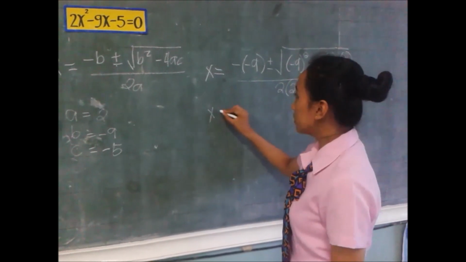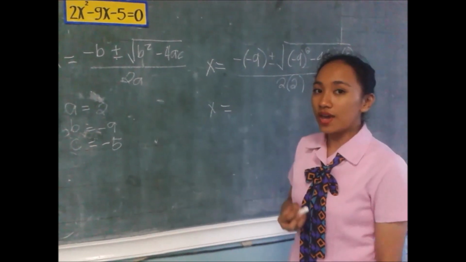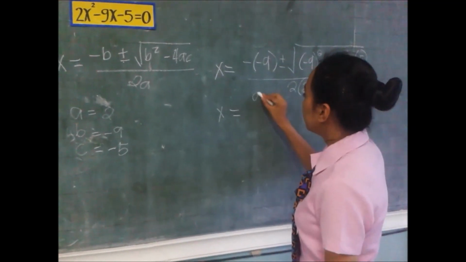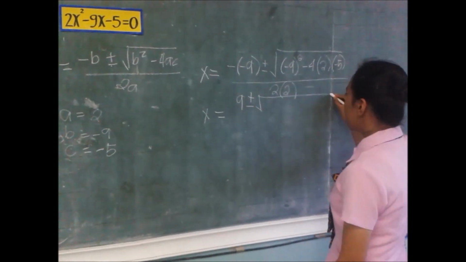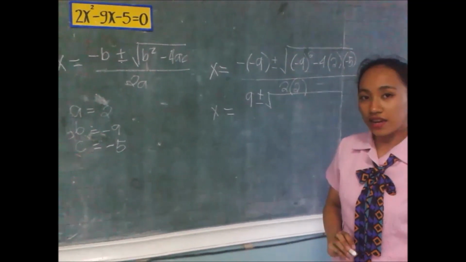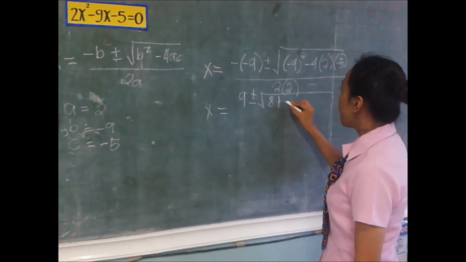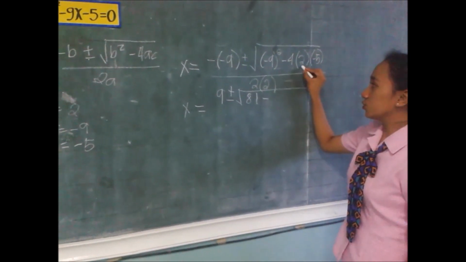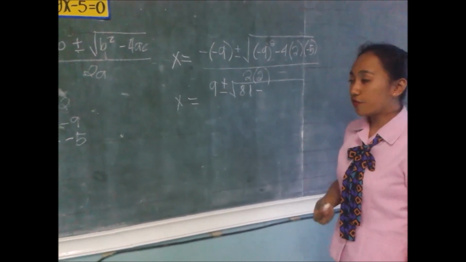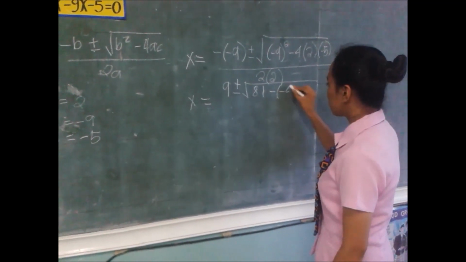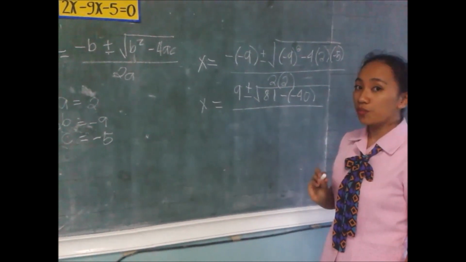Next is x is equal to negative times negative is equal to positive, so we have positive 9. 9 plus minus square root of negative 9 times negative 9 is equal to positive 81. 81 minus 4 times 2 is equal to 8 times negative 5 is equal to negative 40, all over 2 times 2 is equal to positive 4.